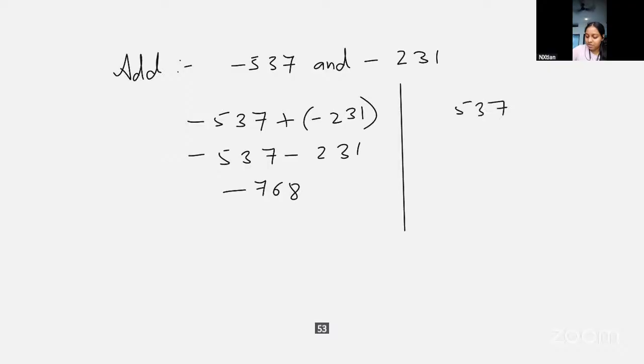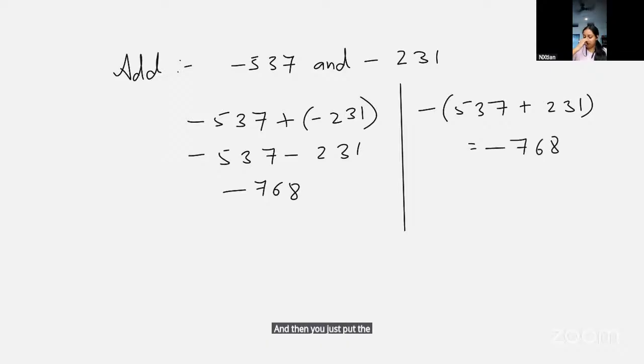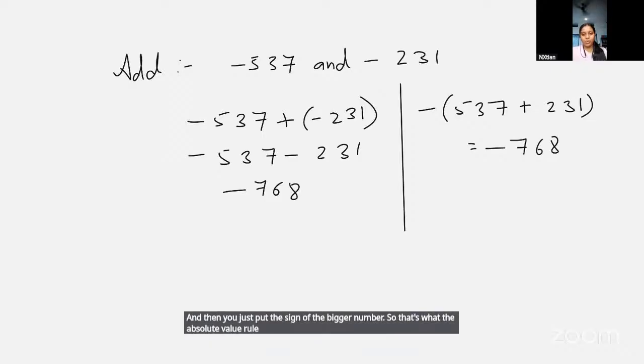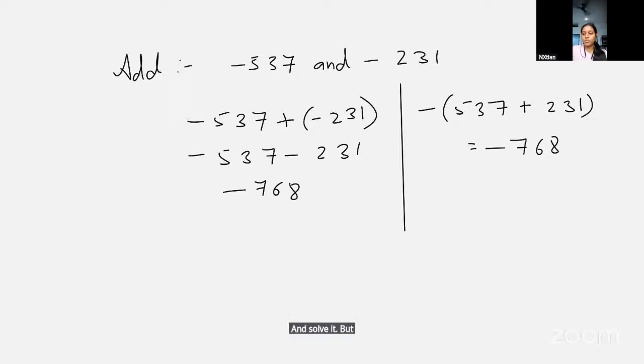537 plus 231. Okay, and put a minus outside. So 768. And then you just put the sign of the bigger number. So that's what the absolute value rule tells you. Okay, that you can do this also. You can ignore it and solve it. But this does not work in every question.